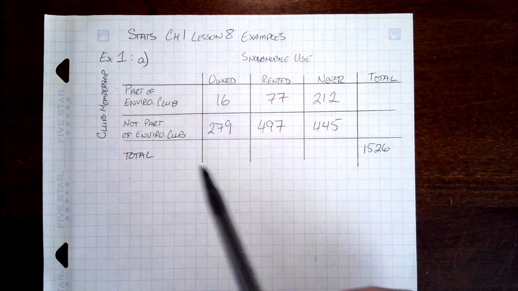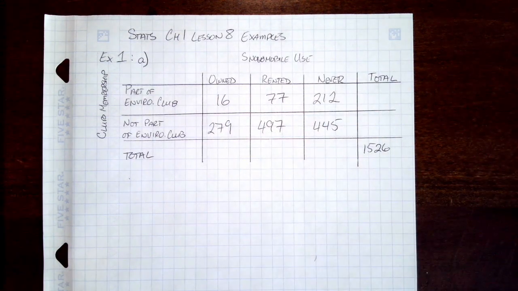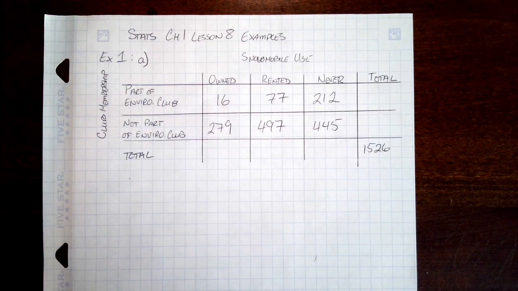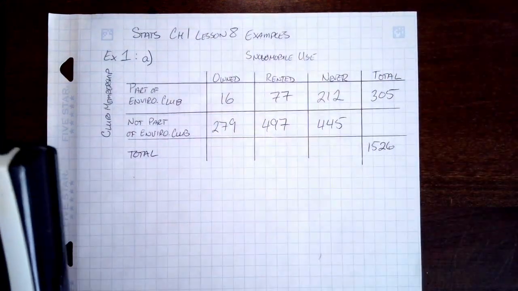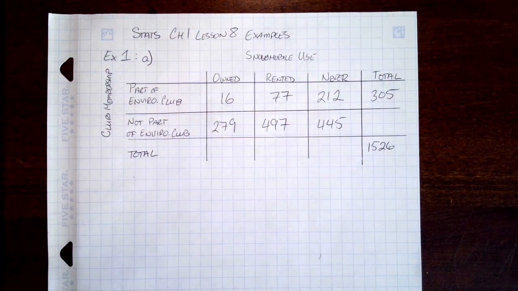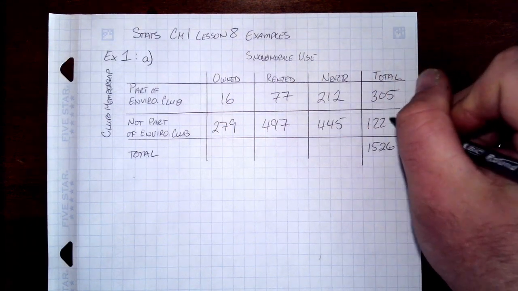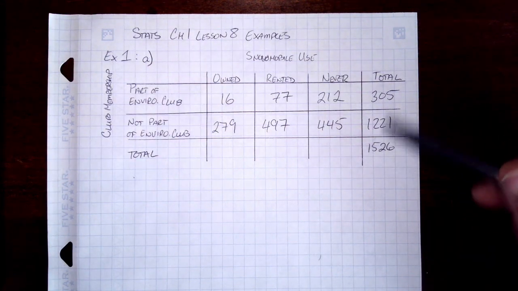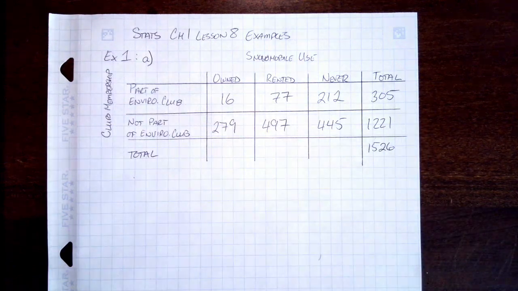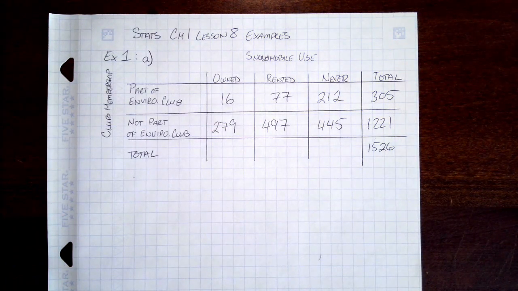We need to get our marginal totals, and we have our grand total already. So our marginal totals, we're just adding 16 plus 77 plus 212 to find out that a total of 305 people were part of an environmental club. 279 plus 497 plus 445 is 1,221 people who were not part of the club. And if we add that to our 305, we do get 1,526, so that means that all of our numbers there are correct so far, correctly copied and correctly added.